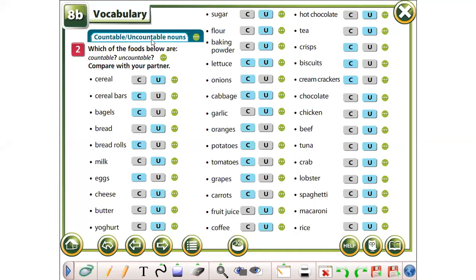I have some oranges in my kitchen. I have some oranges. Okay. I have few milk in my kitchen. All right, very good. So you're using one countable and one uncountable. Who wants to be next?